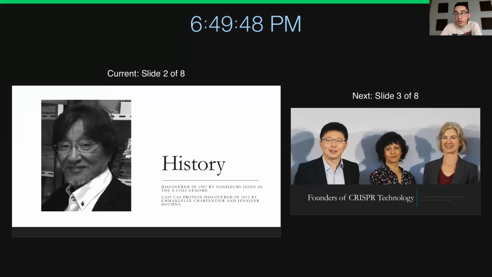So first, a little bit of history and some background. CRISPR genes were first discovered in 1987 by Yoshizumi Ishino in the E. coli genome at a Japanese university. Fast forward to 2012 is when the Cas9 protein was discovered by Emmanuel Charpentier and Jennifer Doudna, which won both of them the Nobel Prize.